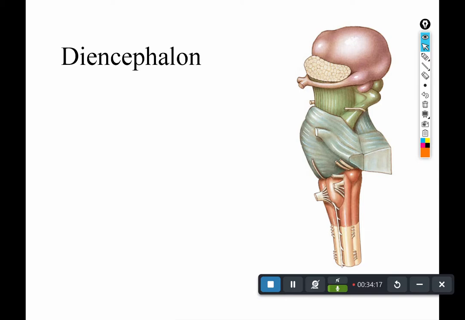So the next video, we will talk about the functions of the diencephalon, which are numerous and interesting. And then after that, we'll finish up the PowerPoint and move on to the next one.